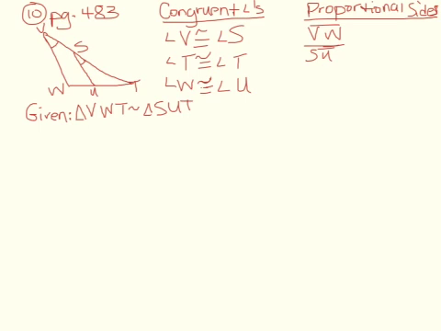and then also WT would be proportional to UT, and also VT would be proportional to ST. So those are our congruent angles and proportional sides.